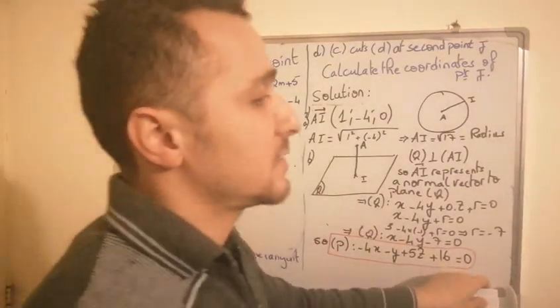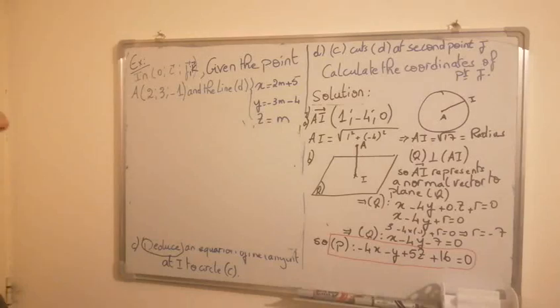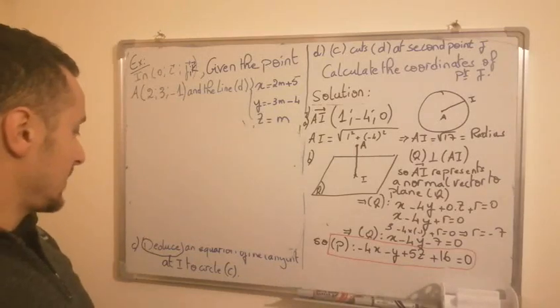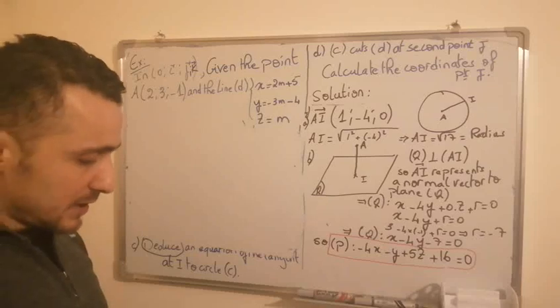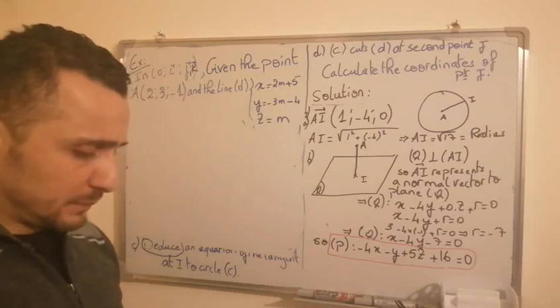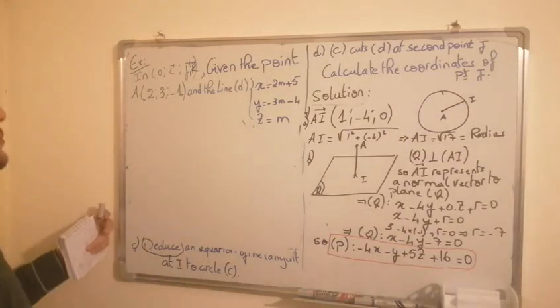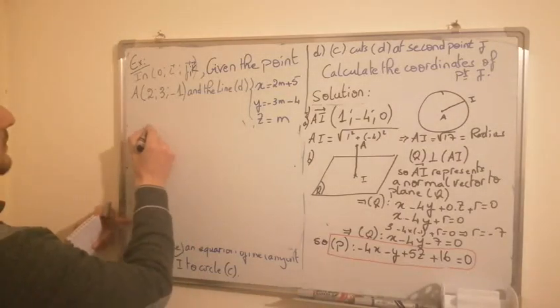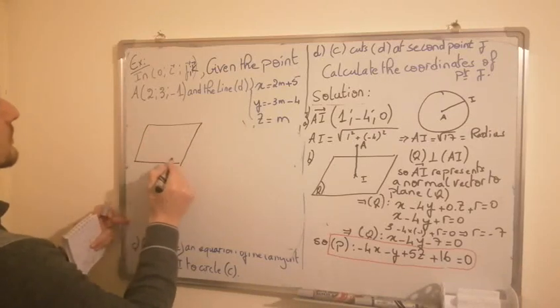نرجع بنقرا الكويشن جديد يا شباب. الكويشن كان عم بيقول deduce an equation of tangent at I to circle C. أنا بكل بساطة رح أرسم لكم رسمة بسيطة. نحن إذا بنشوف كان عندنا هيدا البلين اللي اسمه plane P.